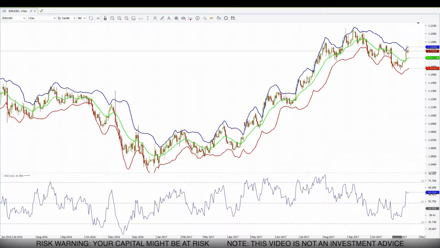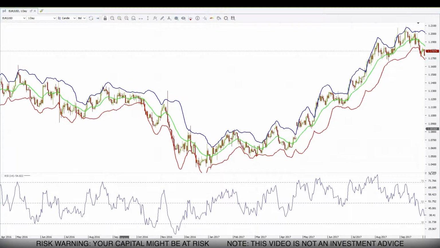Now, the key here to trade binary options is to use both the volatility aspect of the Bollinger Bands with the three levels on the RSI. So the focus would be on the 50 and on this green line here.